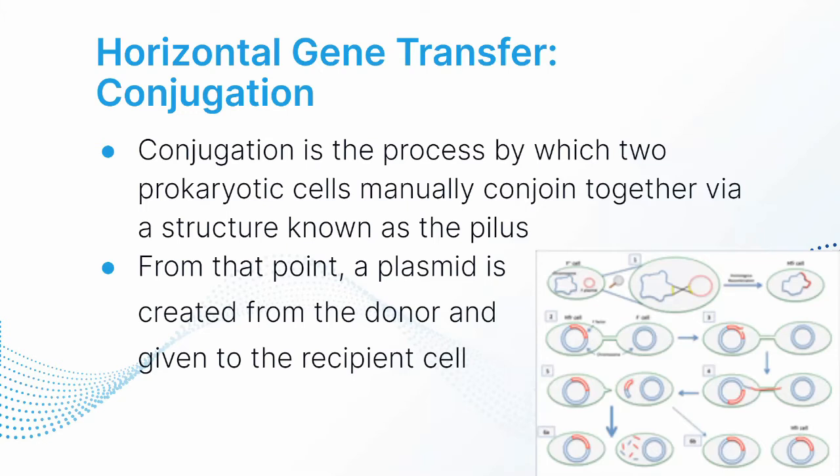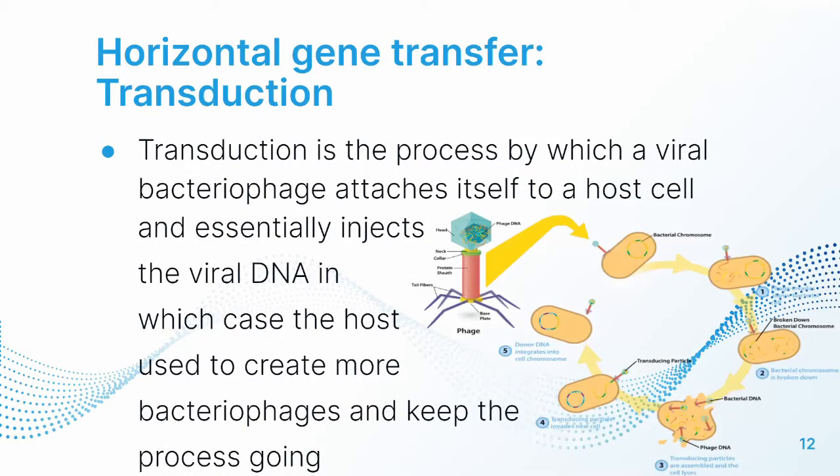And this is very much similar to a sexual process, but it's different in the way that there's no offspring produced, but rather the changes are implemented then and there if the plasmid is absorbed and integrated into the bacterial chromosome. So the last way that horizontal gene transfer can occur is through transduction.